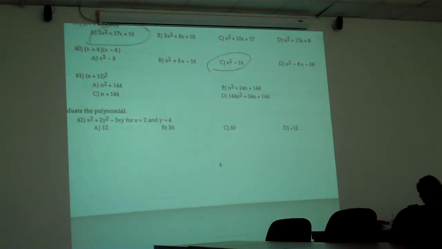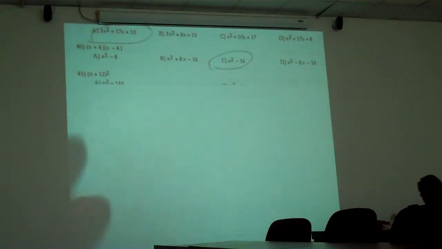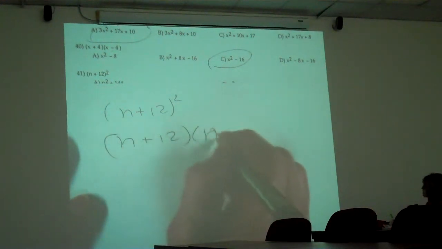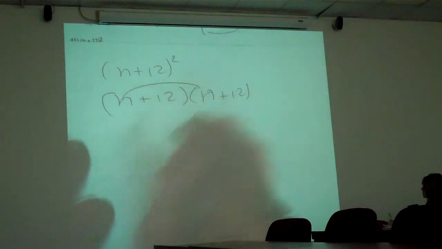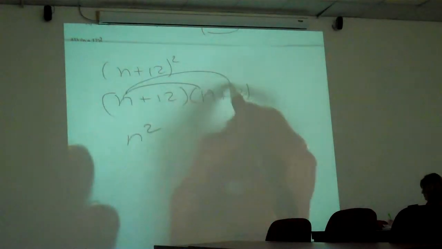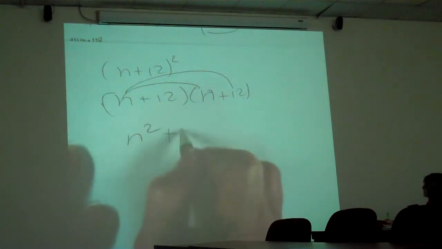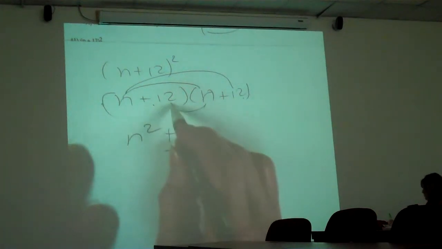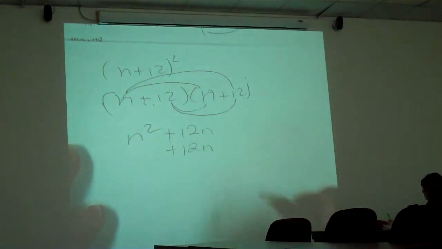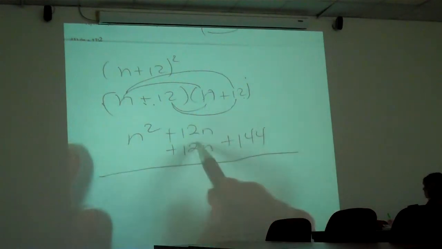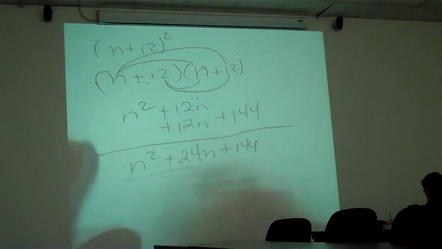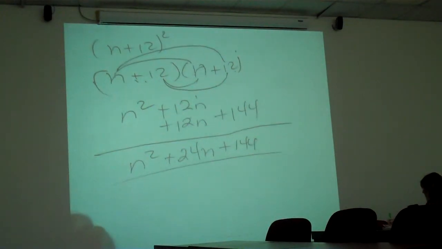n plus 12 squared. That means you have to do it times itself, right? n plus 12 times n plus 12. So you have n times n, n squared, outer terms, 12 times n, inner terms, 12 times n, and then the last times the last, 12 times 12. Okay, this does not cancel. You have to add them together. 12 plus 12, 24n plus 144. n squared plus 24n plus 144.